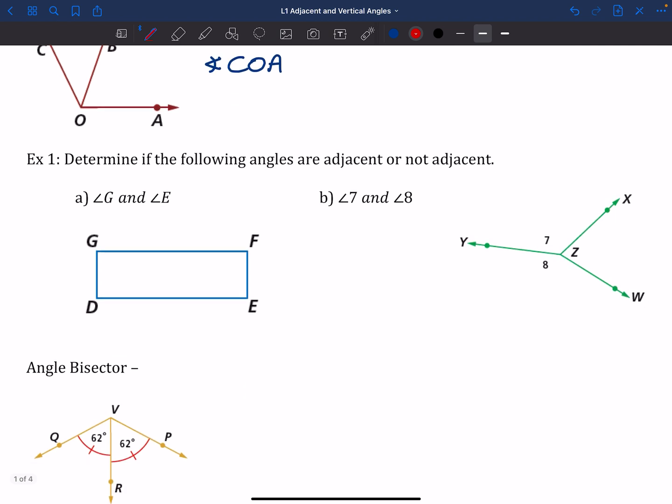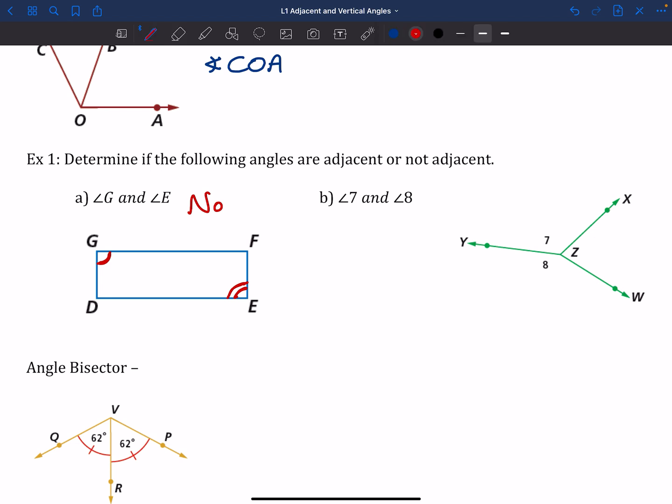To figure out if these things are adjacent or not, you just have to take a look at where they are and ask, do they seem to be next to each other? The first part is angles G and E. If I'm looking at those two angles, they're not even close to being next to each other, so we're going to say no there. That one's pretty easy. If you were talking about E and F, you could maybe do that, but G and E, definitely not.